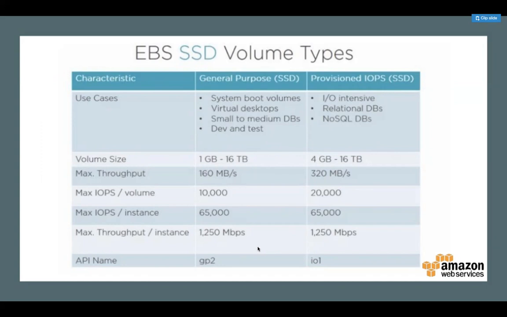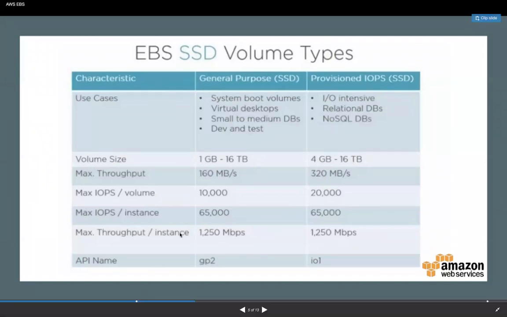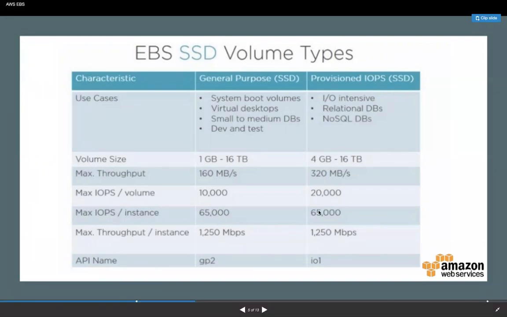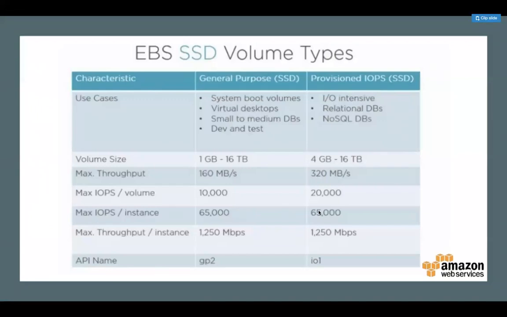Okay, whereas where we need input output intensive, at that time we go for the provisioned input output operations here. So we can see here the maximum throughput is pretty different, and maximum IOPS per volume in general we have 10,000, whereas in provisioned we have 20,000. So if we have more critical applications and we want good performance, then we go for the provisioned input outputs, whereas for small to medium applications we go for general purpose.